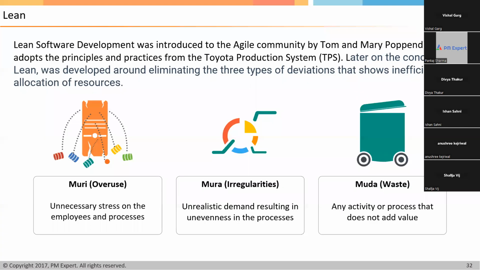Start with lean. Now see, lean actually originated at Toyota Production Systems, right? So we'll be discussing some of the concepts, some of the practices to be followed in lean. Now, when we follow lean in the agile world, lean is often used with Kanban, and lean is used with Kanban and Scrum together as well.